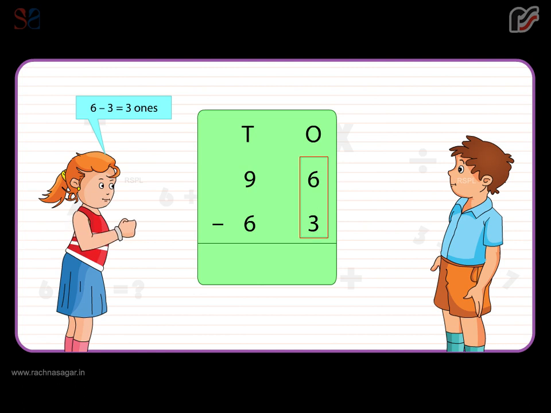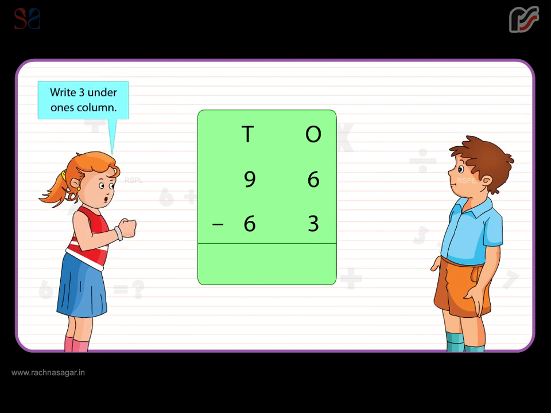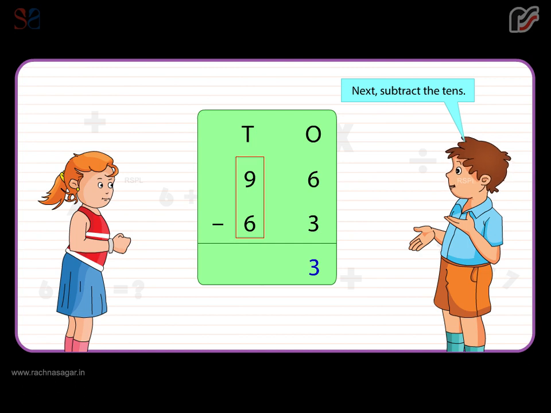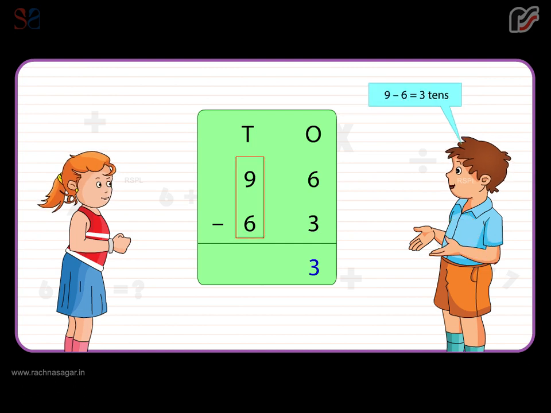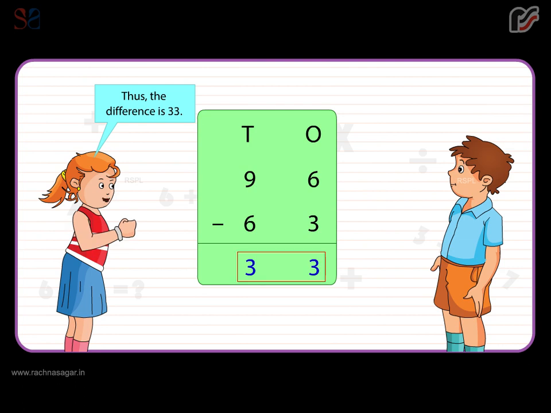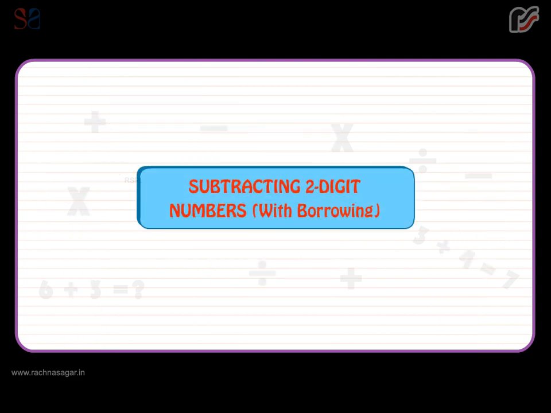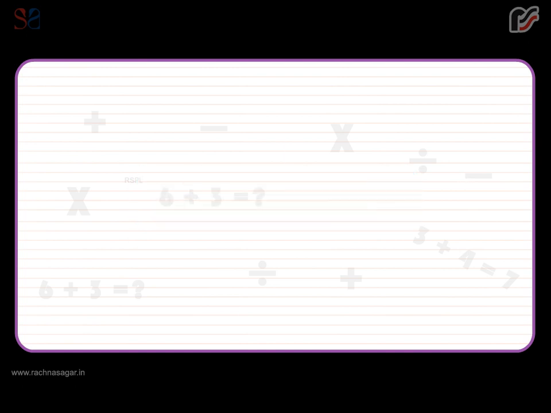6 minus 3 is equal to 3 ones. Write 3 under ones column. Next, subtract the tens. 9 minus 6 is equal to 3 tens. Write 3 under tens column. Thus, the difference is 33. Subtracting two-digit numbers with borrowing.